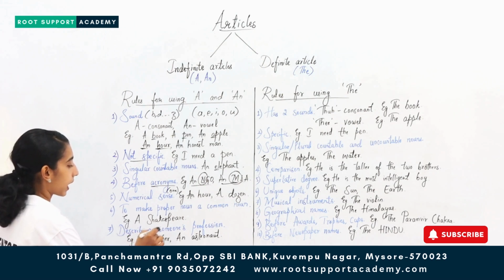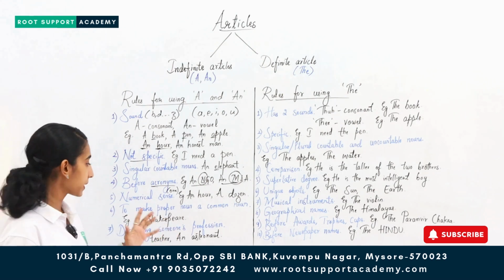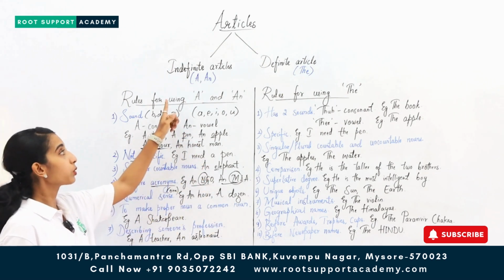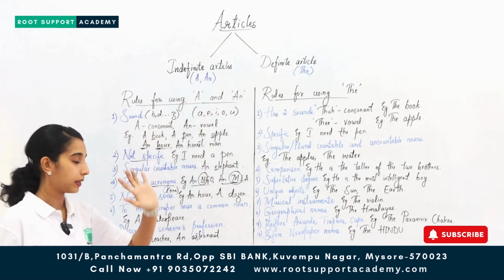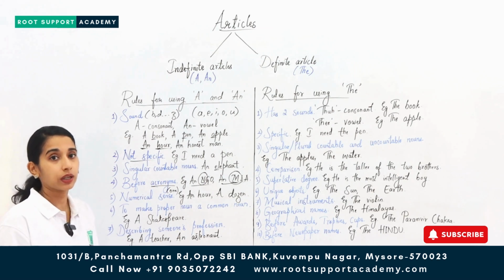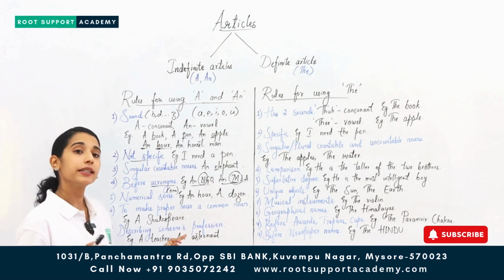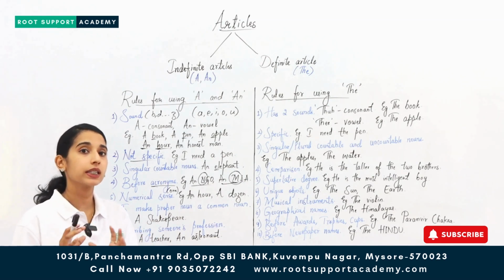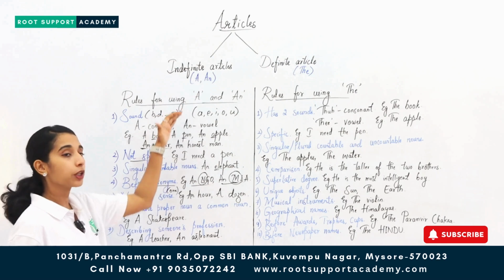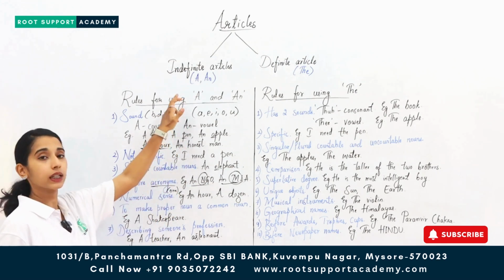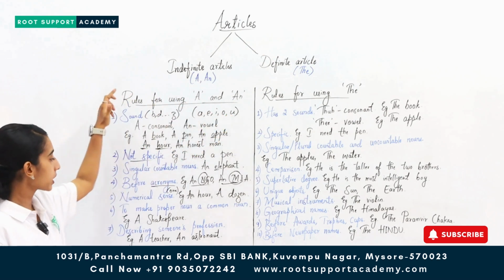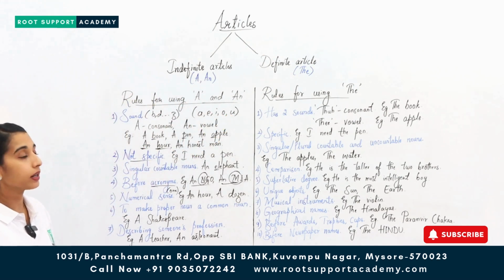Next, to describe someone's profession. While describing someone's profession, we use the article a or an. Example, a teacher. She is a teacher. He is an astronaut, or he is a doctor. So whenever we are using a profession, we use the article a or an. So these are the rules for using a or an.